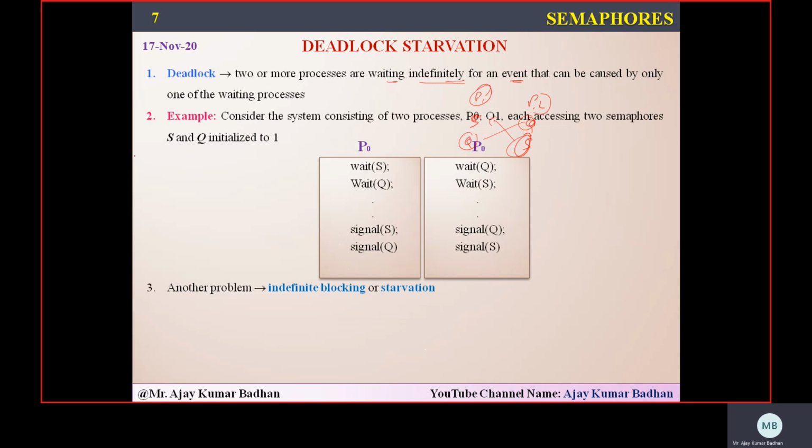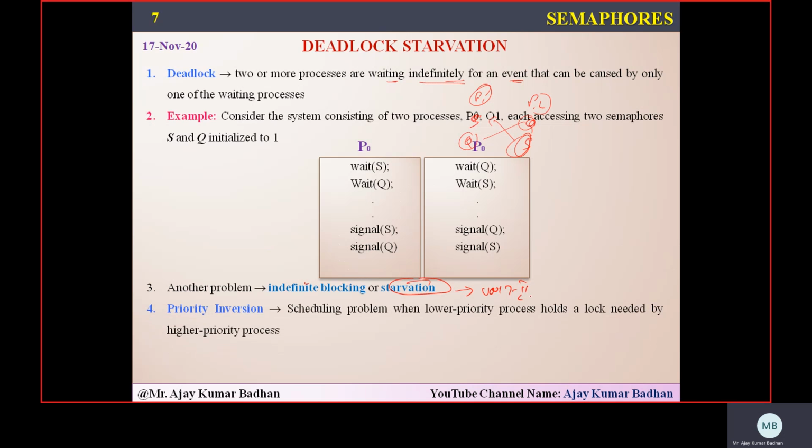Now another problem with respect to semaphores is indefinite blocking, or starvation. There might be a possibility that sometimes a particular process might be blocked depending upon the priority, and that will lead to starvation. We already discussed starvation in unit 2, so I don't have to explain much more. So starvation is one of the problems with semaphores. We will try to overcome it with the monitors concept. Monitors will overcome these problems, that is, deadlock and starvation.